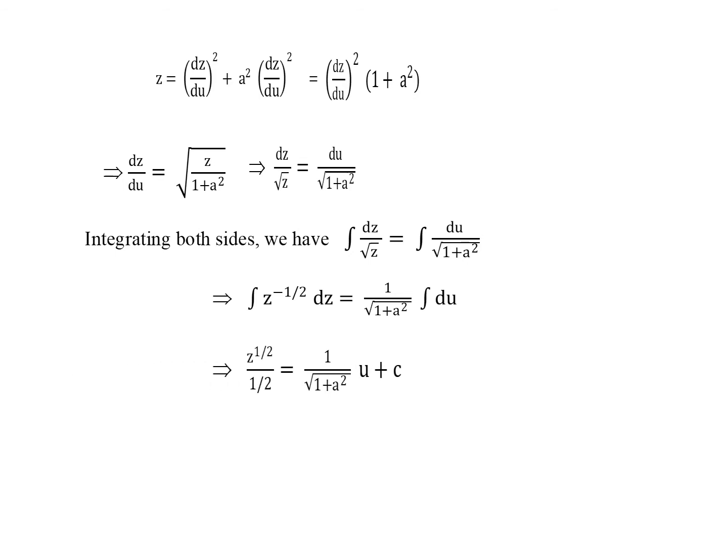When we integrate this, we have a simple formula: x power n, when integrated, gives x power n plus 1 by n plus 1. Using that, for the z power minus half term, we get z power minus half plus 1, that is z power half divided by half, equal to the right side, 1 by root of 1 plus a squared, a constant, into integral du. When we integrate, we get u plus, of course, c.